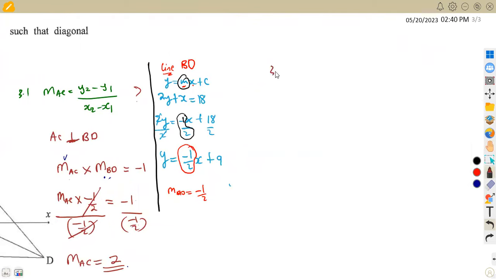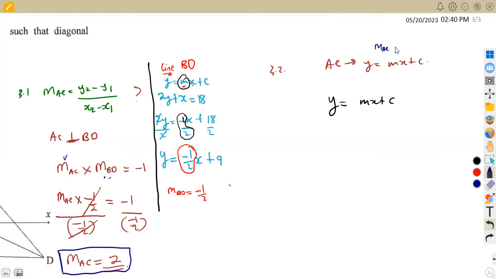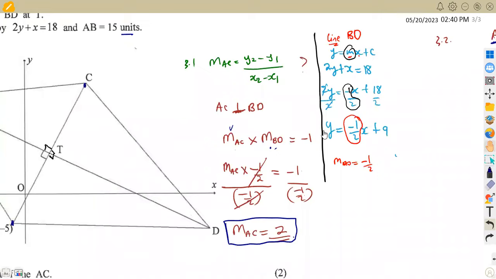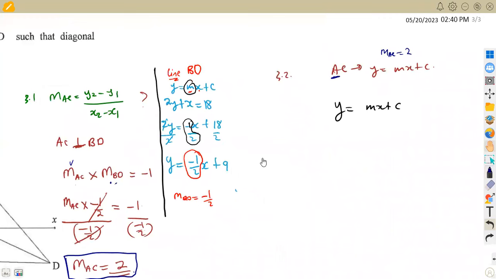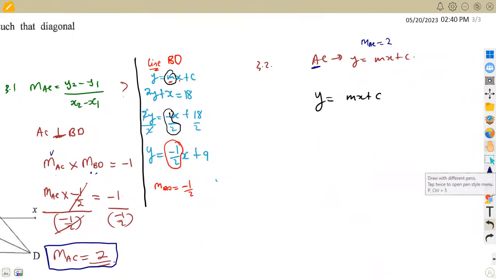All right, so let me just have it here, 3.2. We need the equation of line AC in the form of y is equal to mx plus c. From this part, we have got the gradient of line AC already. We calculated the gradient of AC, which is 2 in this case. So the gradient of AC is given as 2. And there is a point which lies on this line, which is the point A. This point A, -2, -5. So at this point, we can calculate our equation.